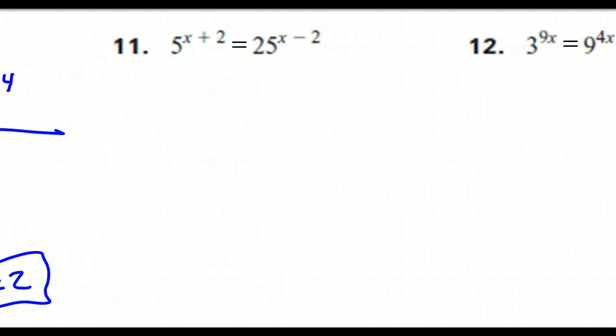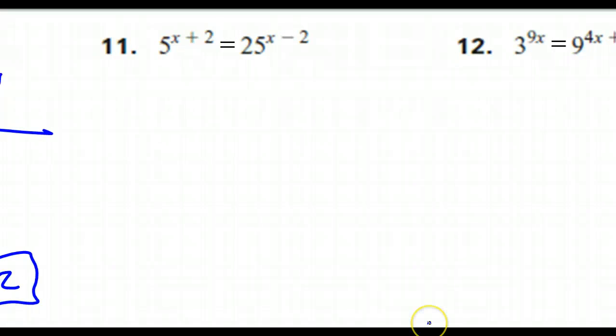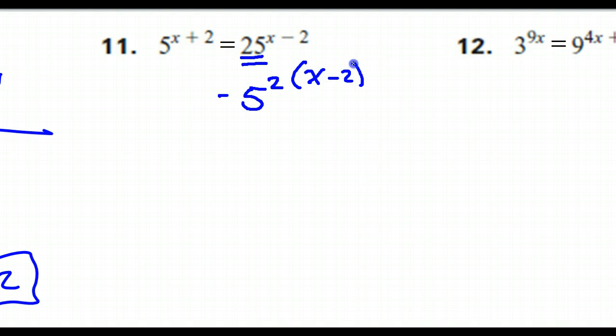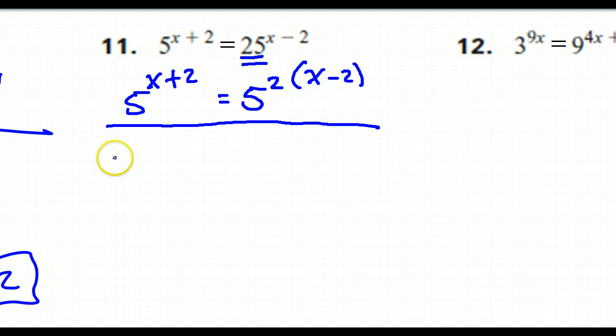Alright, look at number 11. These bases are not the same. I need them to be the same. So I will take this 25 and I will rewrite it as 5 to the second power. Here I will keep my x minus 2 in parentheses. Over here I've got my 5 to the x plus 2 power. Now that the bases are the same, logic tells me that the exponents are the same. To wit, x plus 2 must equal 2x minus 4.